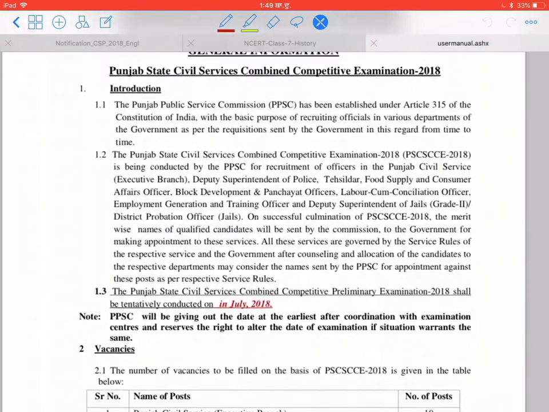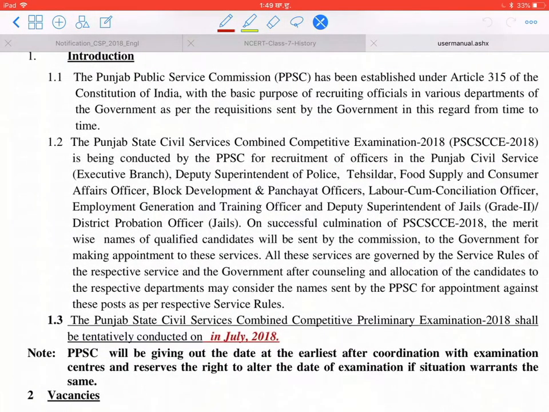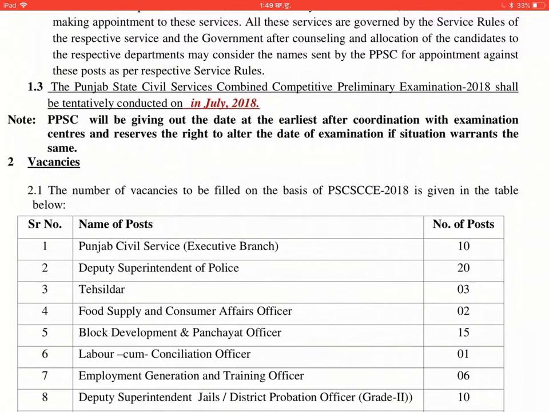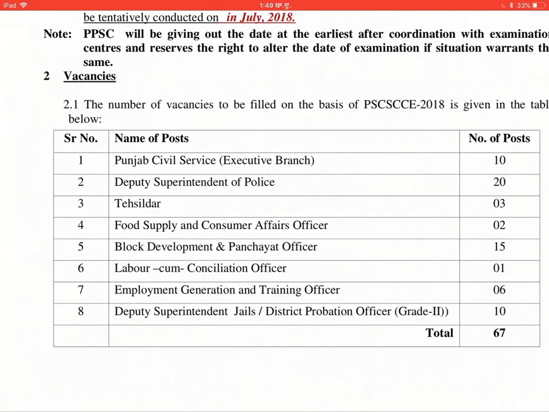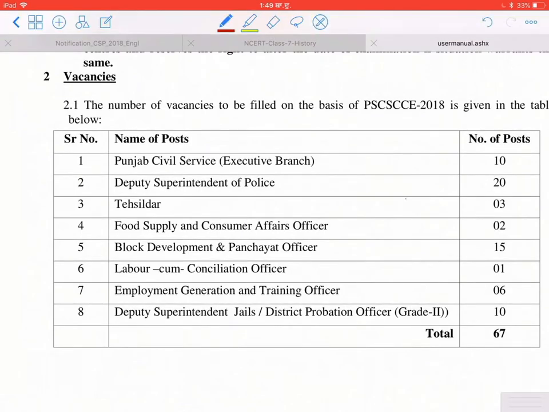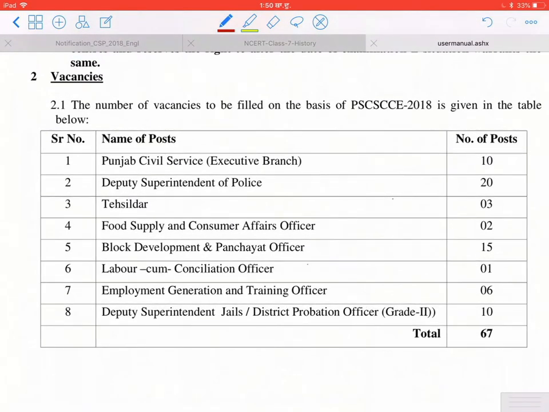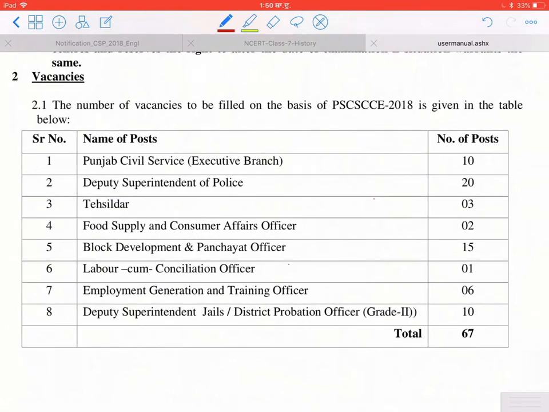And now see, this is the PPSC syllabus that they have given us, and these are the number of posts that are provided. So for the PCS executive branch it is 10, DSP it is 23, then food supply consumer officer 2, and likewise you have others.